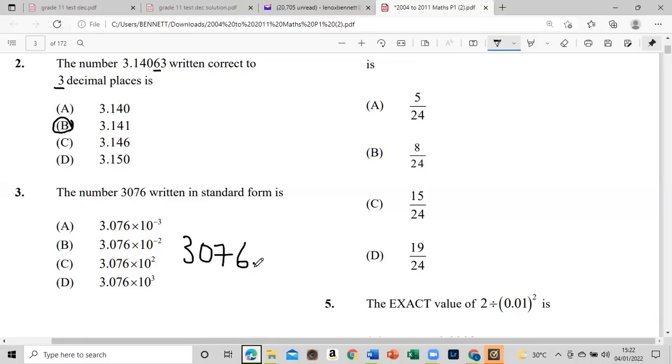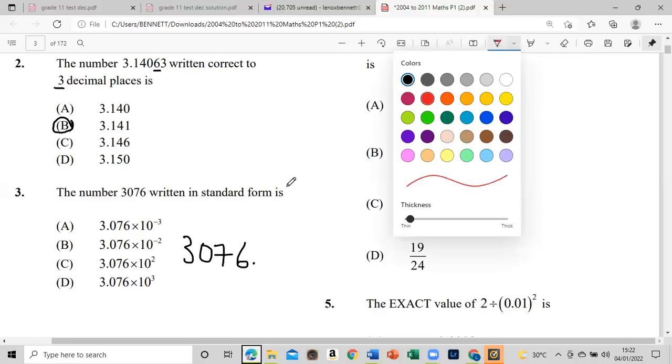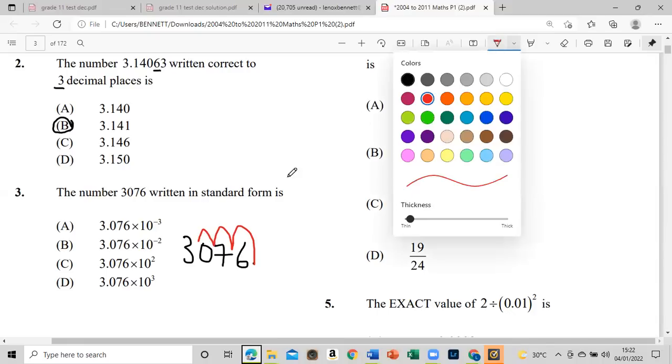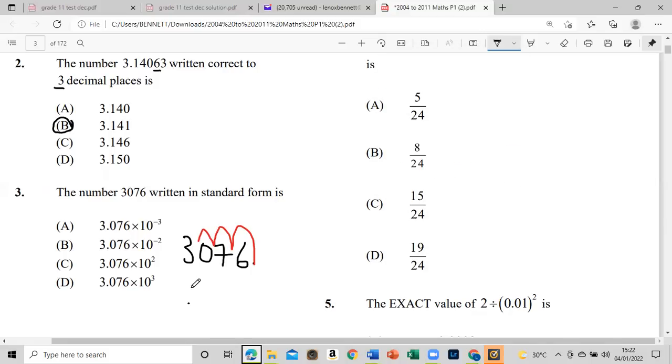So what we have to do is move the decimal point to get it to a single digit. So 1, 2, 3. So we move 3 places. So it's 3.076 times 10 to the 3.